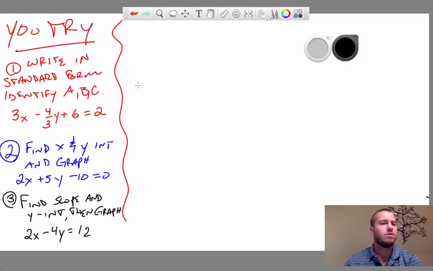Okay, so here are 3 U-try problems. Write in standard form. Identify A, B, and C. Find the x and y intercept, then graph. And also find the slope and the y-intercept, then graph. For this last one, remember, in order to put it in slope-intercept form, you have to get the y by itself first, and that's the key there.